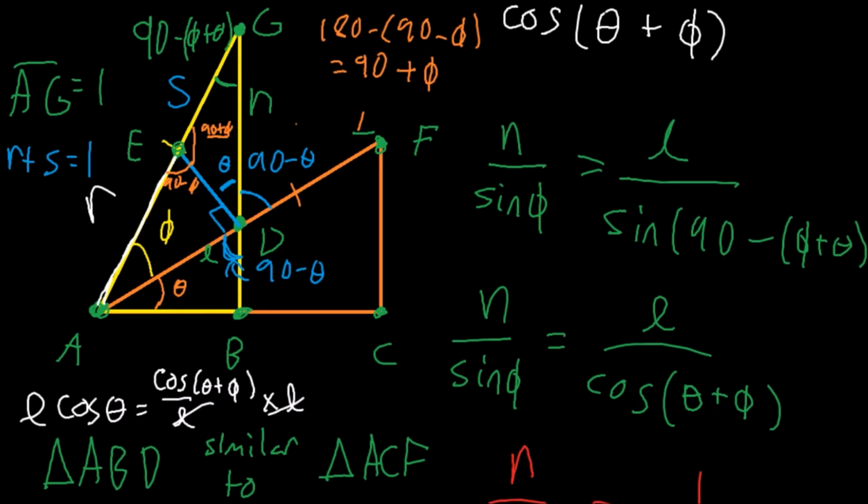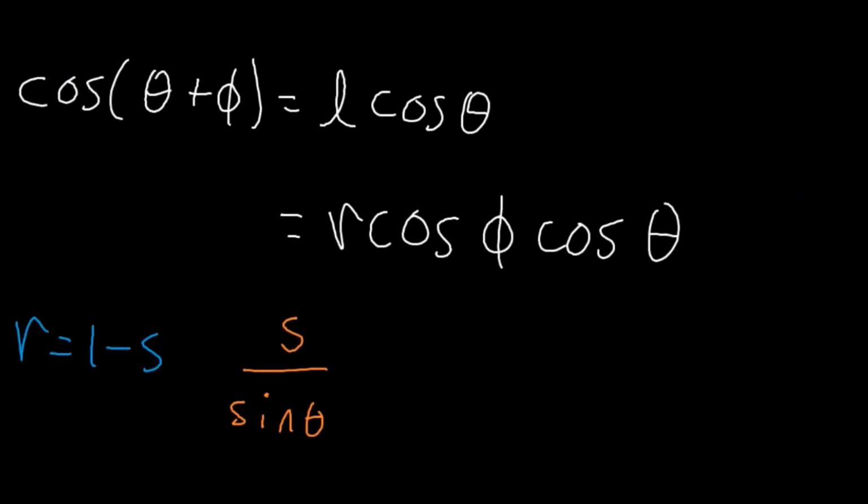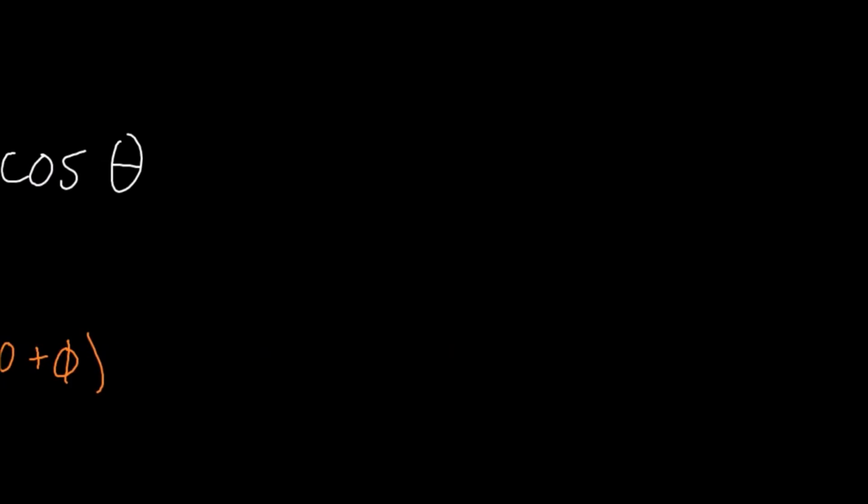So now what we could do is we could use the sine law again to compare 90 plus phi to n and theta to s. So let's go ahead and do that. So now we have that s over sine of theta, s partnered up with theta, equals n over the sine of 90 plus phi. So 90 plus phi, what are we going to do about that?